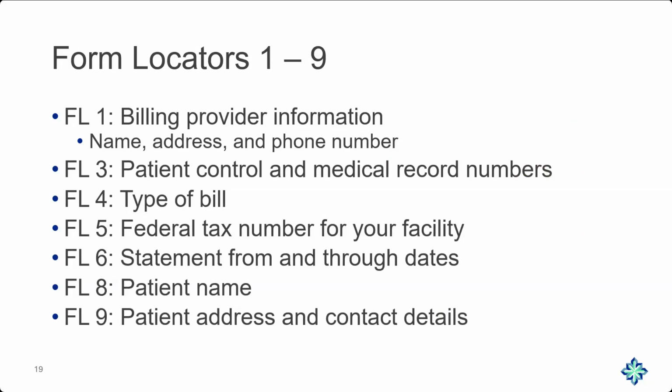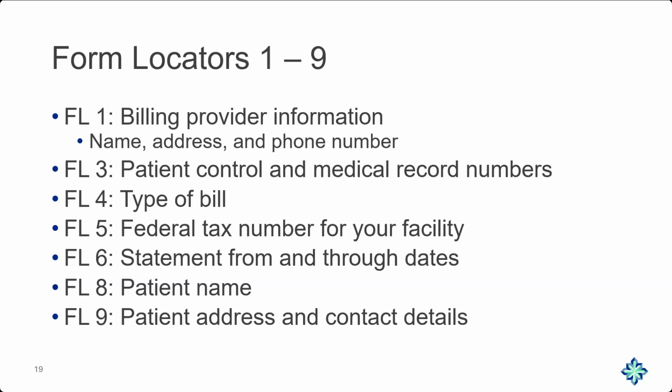For form locators 3A and B, this is the patient control number and the medical record numbers. These aren't used by Medicare. This is for your internal use. We realize you may not register your patients using their Medicare beneficiary identifier, excuse me. And so these fields are for those things. Also, other insurances may use those numbers.